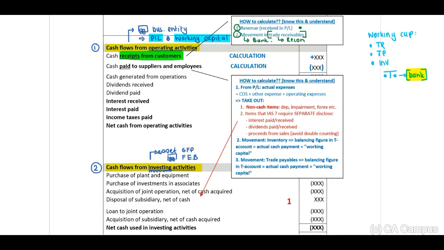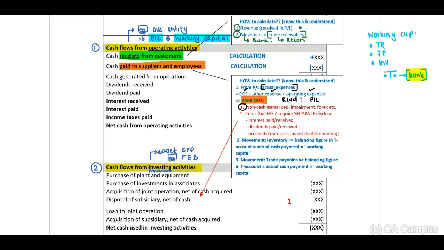Now, when we look at our cash paid to suppliers and employees, you need to know how to calculate those. You need to obtain from your profit and loss the actual expenses, being your cost of sales, other expenses, operating expenses. Then important, keep in mind that we are working with our cash only. Therefore, you will have to take out your non-cash items. You should be able to read and understand your profit and loss statement and take out your non-cash items.